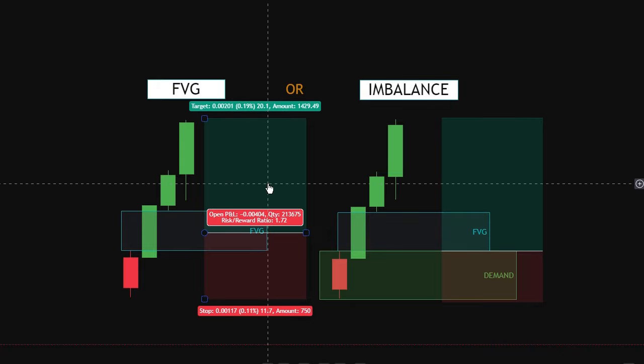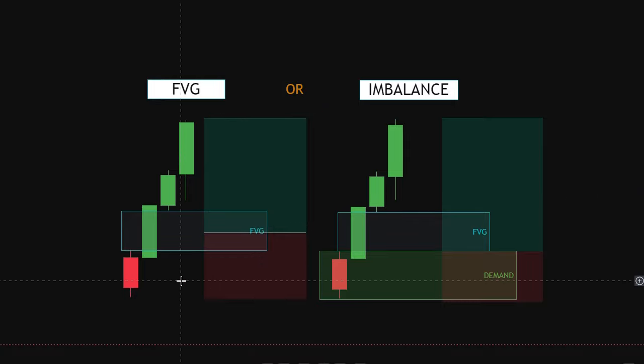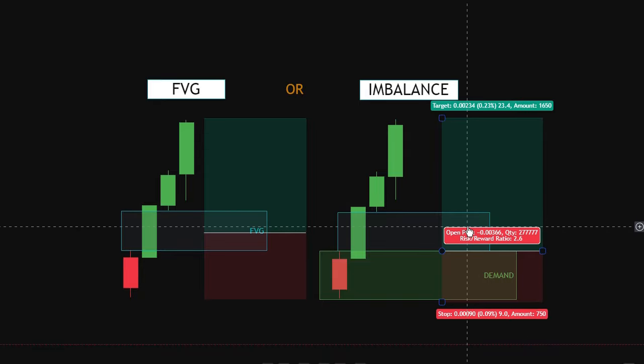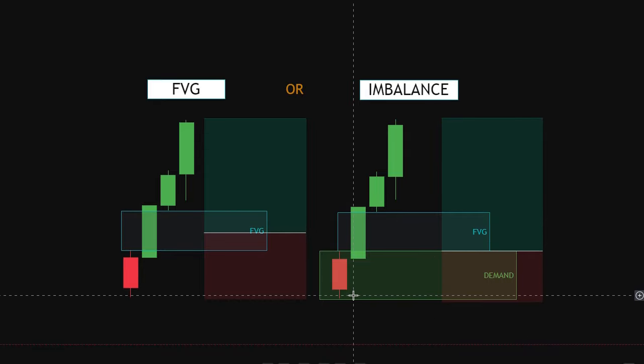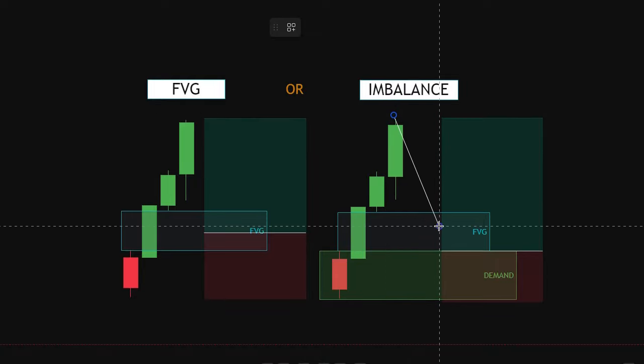And for the FVG, if we risk $100 we get $172 or something. So this is actually the poorest risk reward in FVG, and in the imbalance we get the highest risk reward. So this is how imbalance and FVG have a little bit of difference. You can do this trade in both of these, but most of the time you see that the market mostly comes to the imbalance and then shoots out.